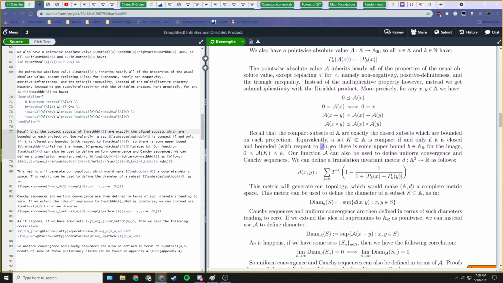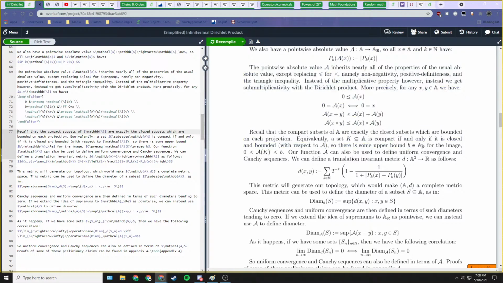But in terms of the a function, it is compact if and only if it's closed and bounded, where by bounded, what we mean is there's some bound b, which is a real sequence, and it bounds the image. So if we take the image of our compact set and send it through the a function, so we take the absolute value on each index, this will be positive. So every element in K, when we apply the a function, will be greater than or equal to 0. That's our non-negativity property of the a function.